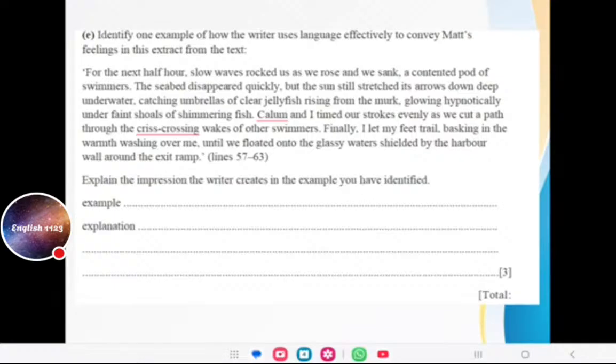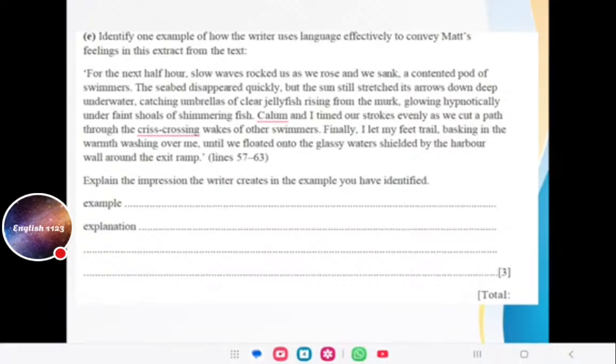For the next half, waves rocked us as we rose and we sang. This is also a very nice sentence. As we rose and we sang. Like when we were swimming, sometimes we were coming up on the surface and then we were going down, and we were enjoying that part.